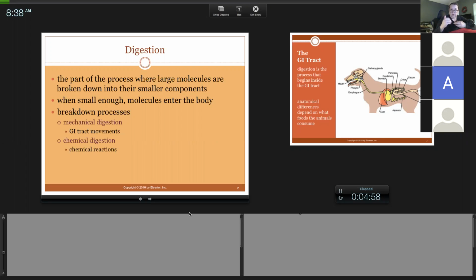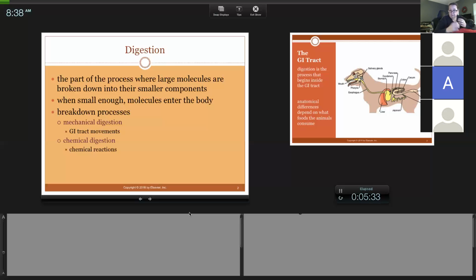I've talked about a lot of things that are mechanical and chemical. Mechanical digestion is any movement of GI parts. The teeth are considered a digestive organ, so the chewing of the food. The esophagus has muscular contractions, and they move the food, but they also compress the food and break it up into smaller parts. And the intestines have peristalsis, so that is movement.